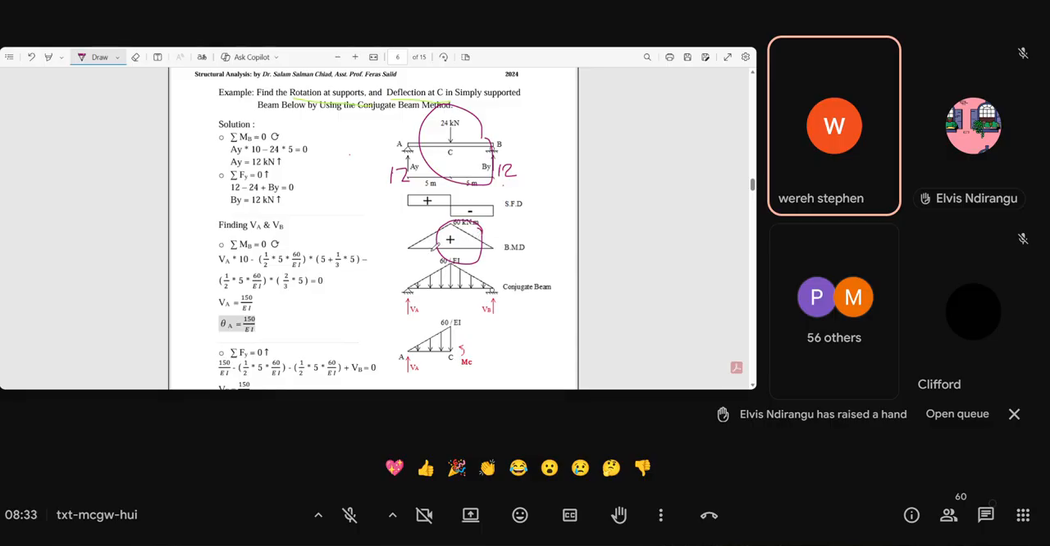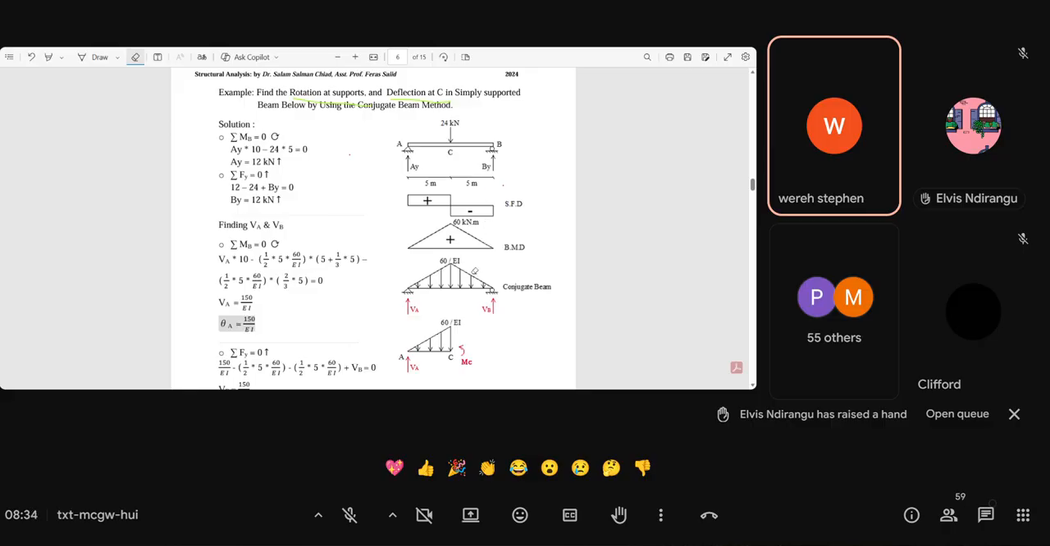The moment at A is 0 because it is pinned also. If you look at this side, there's nothing here, so the moment is 0. Also look at this side, there's nothing, so the moment at B is still 0. Then at point C, the moment will be just RA times distance from A to C. So in this case, it is 12 times 5, so it is 60. That's why it is 60 here. Yeah. So once you get that 60, the next step is now to draw the conjugate beam.